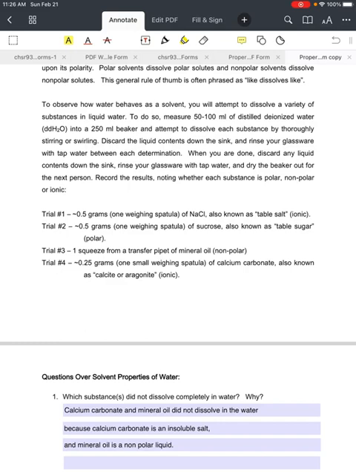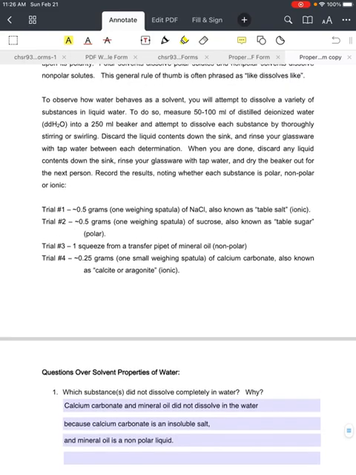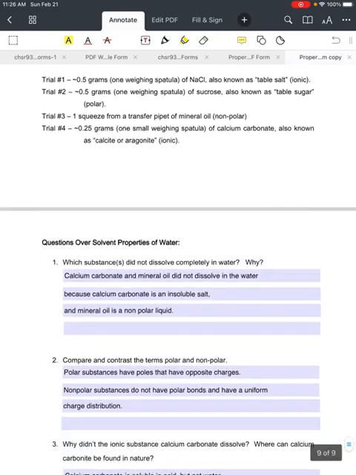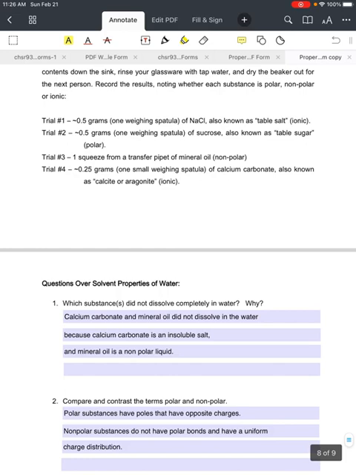Mineral oil is a non-polar liquid. You might as well be adding vegetable oil or motor oil or gasoline. It floated on top and it did not dissolve because it's non-polar. You need a non-polar solvent to dissolve it.